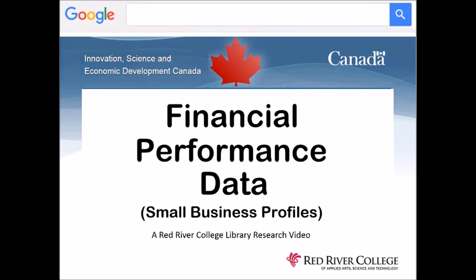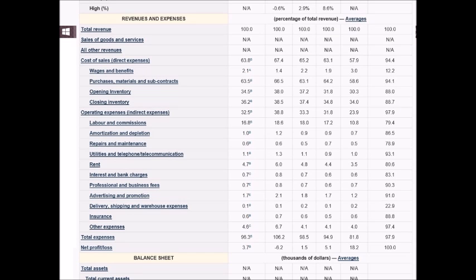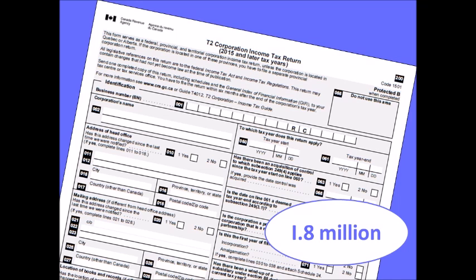This video shows the basics of using financial performance data, a free online business resource provided by Innovation, Science, and Economic Development Canada. The description below this screen contains a link to this video's companion website. Financial performance data is a user-friendly reporting interface that lets us selectively retrieve and display data produced by Statistics Canada in their Small Business Profiles series.